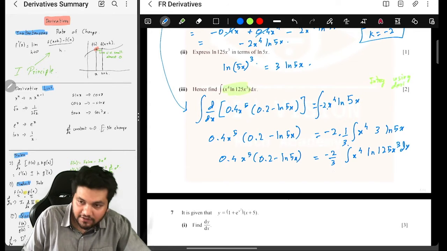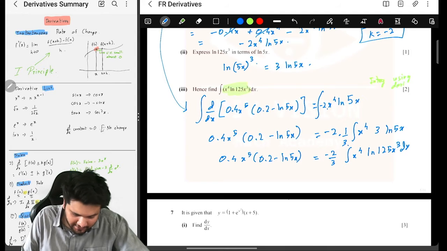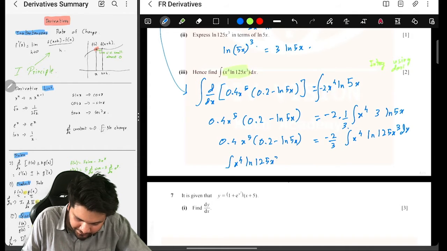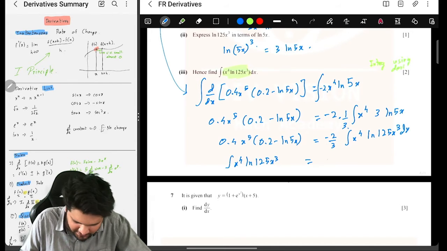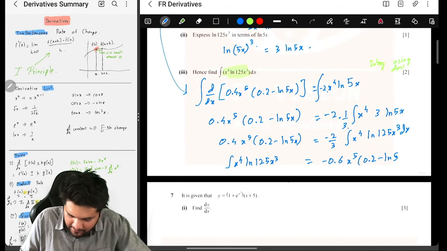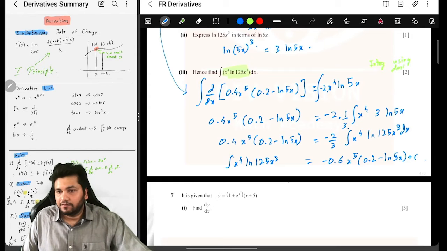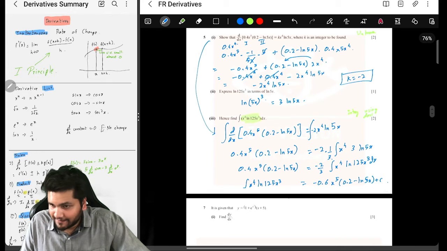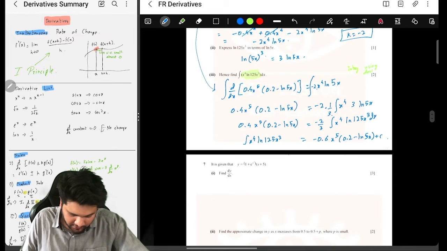And now we are just going to shift this minus 2 by 3 to the other side. And finally what we will get is integral x to the power of 4, which was the question, 125 x cube, is going to be what? I'm just going to multiply this 3 here, and I'll divide by 2. So this will become 0.2 into 3, so minus 0.6 x to the power of 5, 0.2 minus ln 5x plus c. So I know it's a weird question, but you need to understand. Just take a look at it later and just solve it.